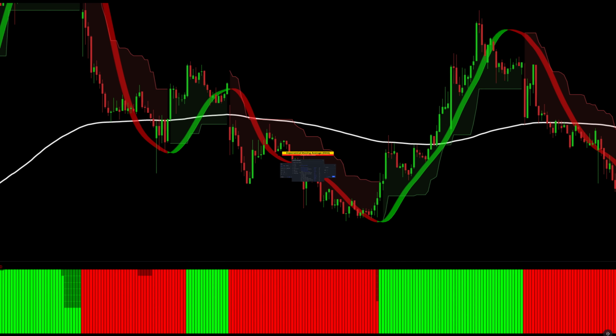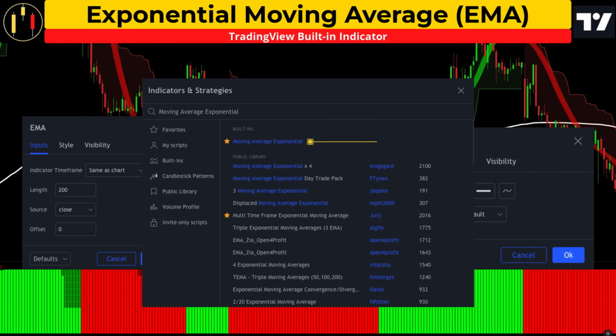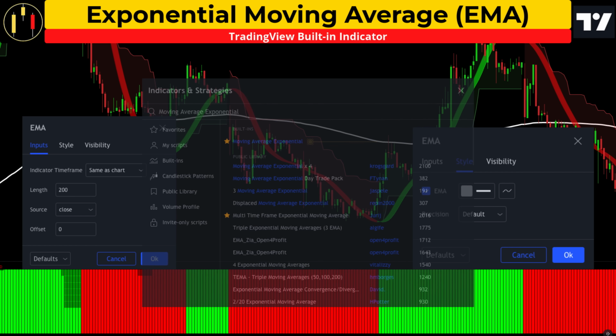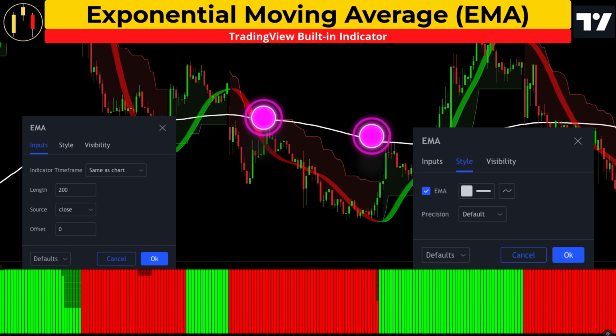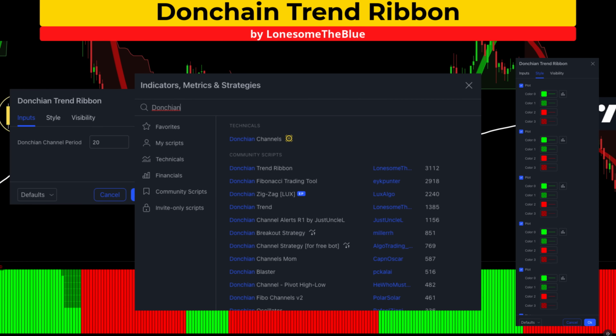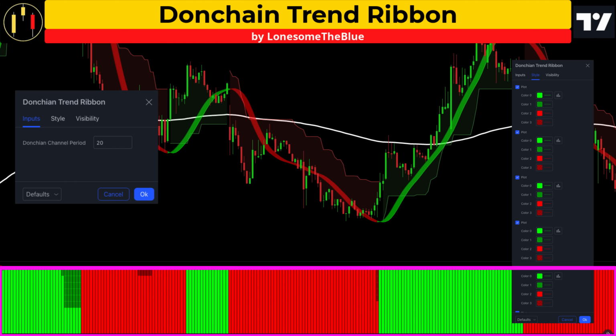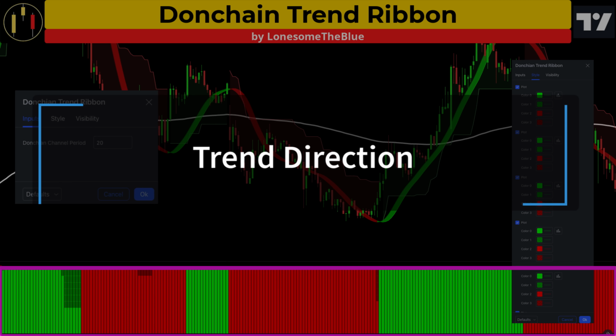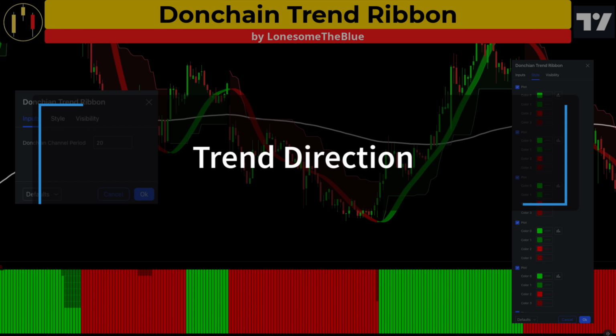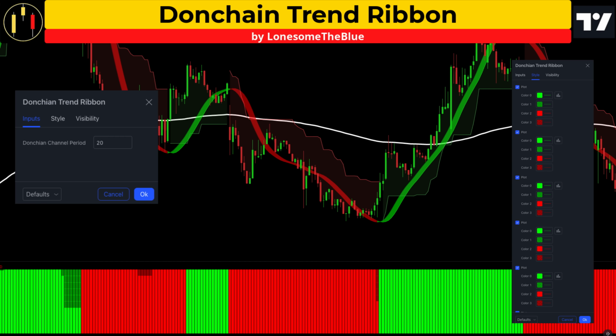The first indicator is the exponential moving average, or EMA. I am going to set the length to 200 and color it in white. This study will determine the overall trend direction. The second free TradingView indicator is the Donchian Trend Ribbon. Inputs and style will be kept at default. The Donchian Ribbon is a trend indicator based on Donchian channels, and it attempts to determine the direction of a trend. This indicator will be used to confirm entry signals.